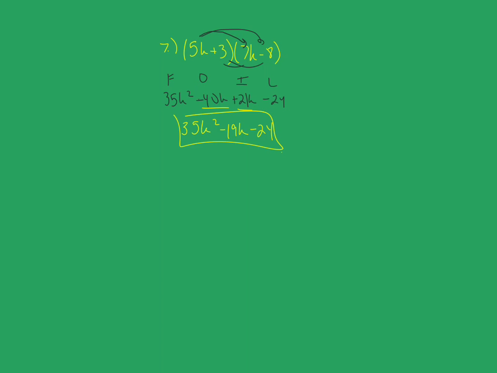8 is the exact same concept. So 8, I have 6k minus 3 in parentheses, 3k plus 2 in parentheses. So now I FOIL. 6k goes to 3k, gives me 18k squared. 6k goes to 2, gives me plus 12k. Negative 3 goes to 3, that's going to give me minus 9k. Negative 3 goes to 2, it's going to be minus 6.